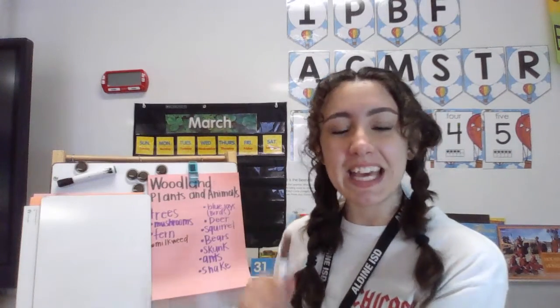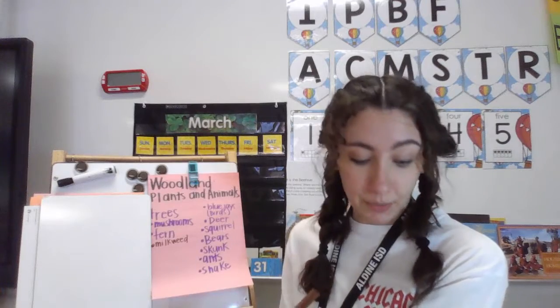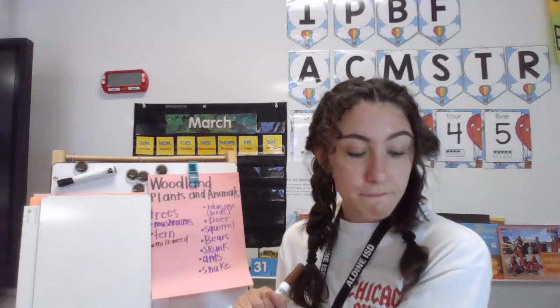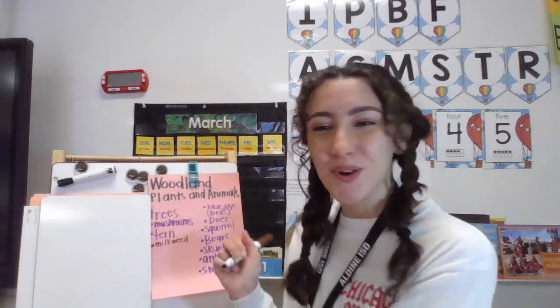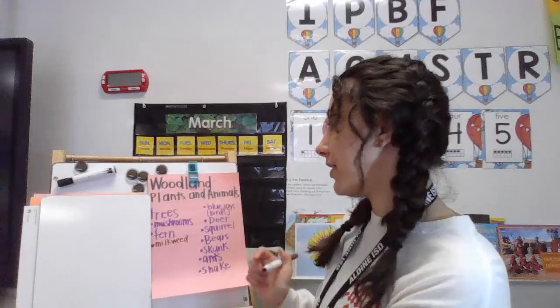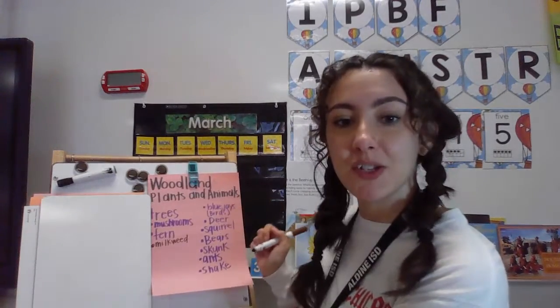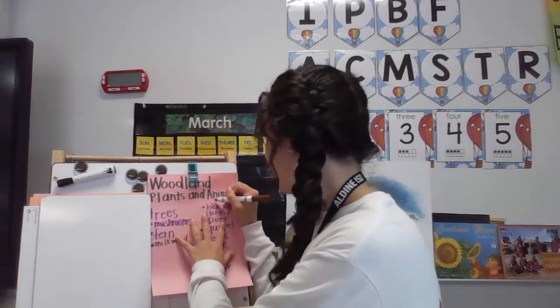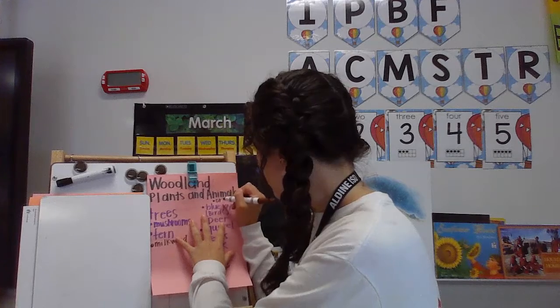Let's think of some animals that live in the woodlands that were in our story. First, we saw orioles. Orioles are a type of bird. So we're going to write that next to blue jays because blue jays are also a bird too. Orioles.